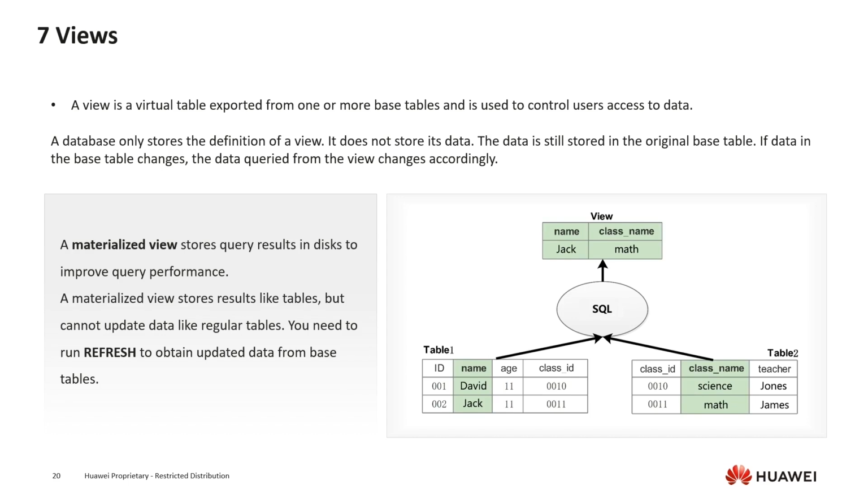There are two types of views: regular views and materialized views. Regular views store only the definition of views and do not store data of views. The data is still stored in the original base table. Materialized views store query results on the disk to improve query performance. A materialized view stores results like tables, but cannot update data like regular tables. You need to run the refresh command to obtain updated data from the base table. Of course, we can also create some scheduled tasks to periodically update materialized views.